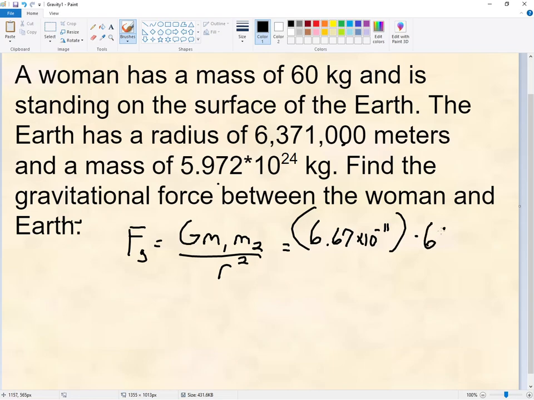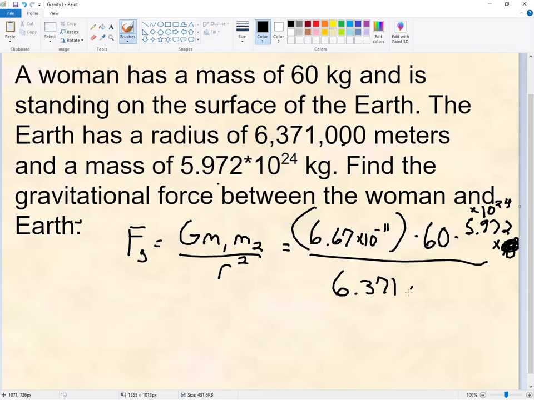So times 60, times the mass of the Earth, which is 5.972 times 10 to the 24th. Okay, I'm running out of room already. Divided by the distance, which is 6.371 times 10 to the 6th. That's just that number in scientific notation. And that is the distance squared.